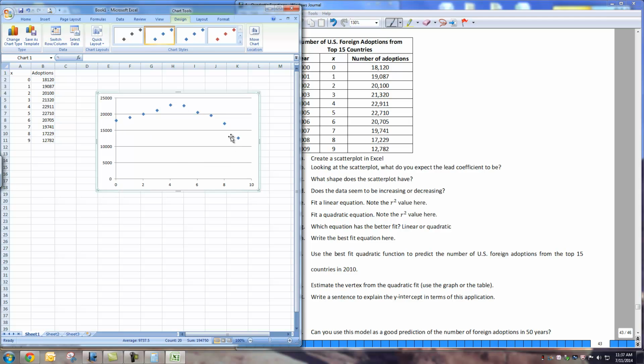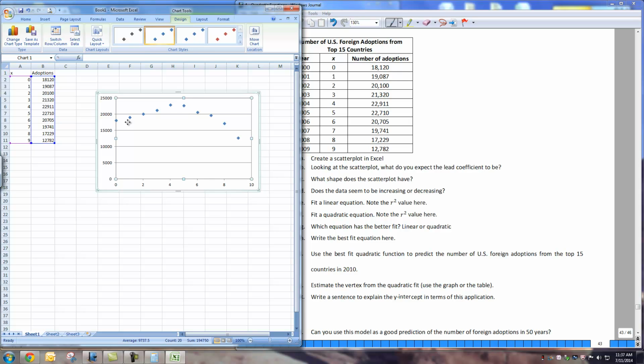But you notice it kind of has the shape of an upside down parabola. Notice that's the shape. What shape does it have? Does the data seem to be increasing or decreasing? It's actually doing both, which is characteristic of a parabola. Its f of x is increasing out to about right here, and then f of x begins to decrease. There seems to be a maximum right here.